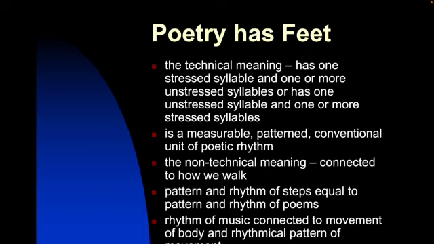So when we look at the measuring of poetry, the technical meaning means that you're going to have one stressed syllable and one or more unstressed syllables. Or perhaps you have one unstressed syllable and one or more stressed syllables. Now again, in poetry, you're going to have a measurable patterned conventional unit of poetic rhythm.